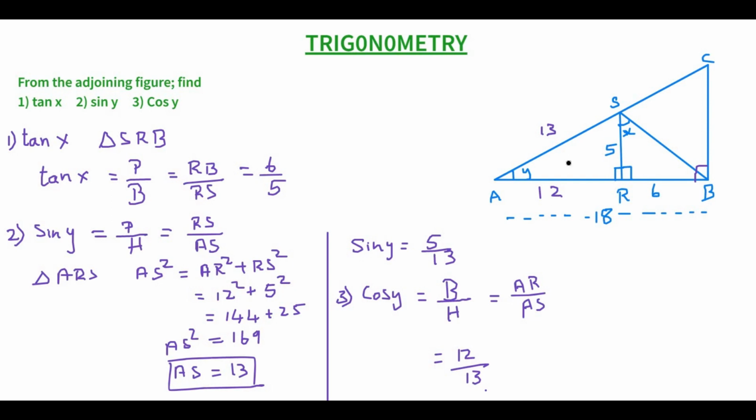Isn't it easy? We just need to take the triangles, see whether all the sides are there, and if some sides are missing, use the Pythagoras theorem and find the other side and substitute the value. Isn't it easy? So I hope this method is easy for you to understand.